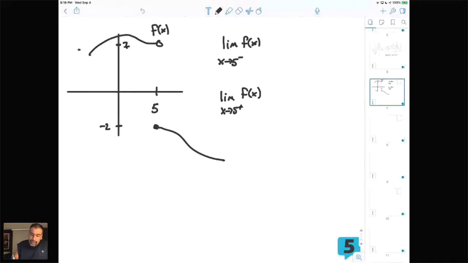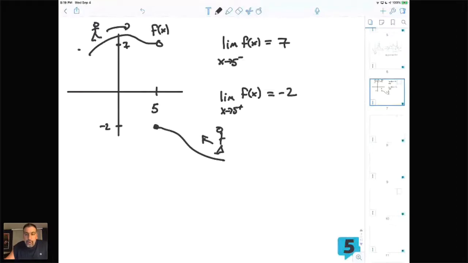So in this one, as we approach 5 from the left, that means we're going to be up on the top, walking this way, and that's going to give us the value of 7. Okay? As we do the one from the right, we're going to be down on the bottom, walking this way, and that's going to give us that answer of -2.